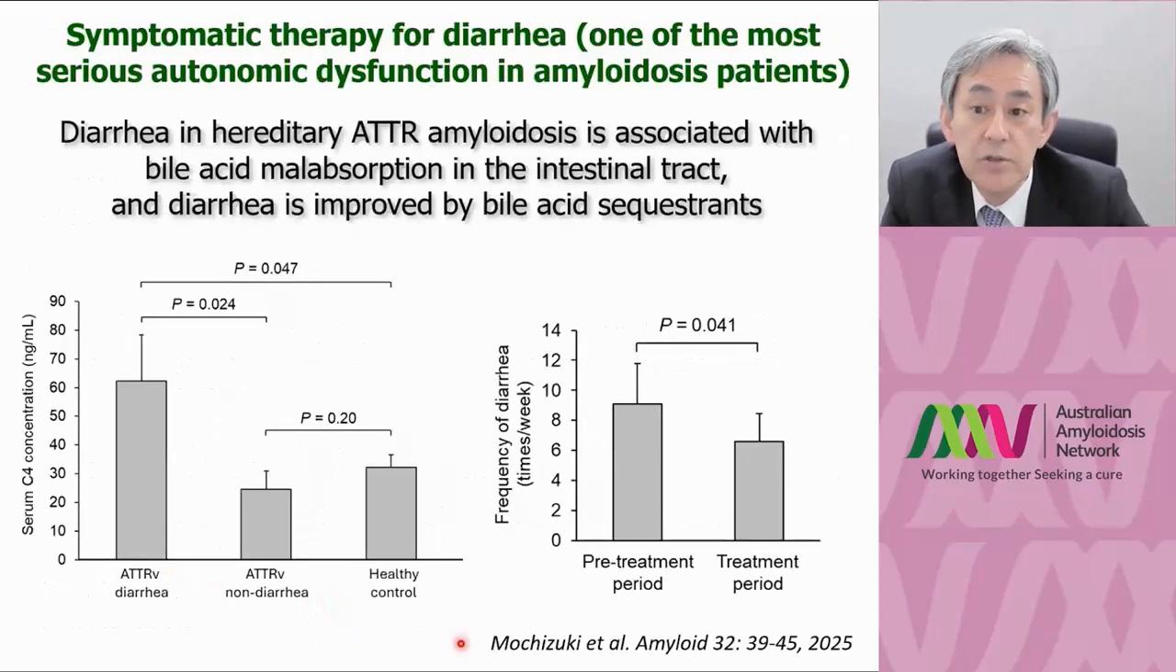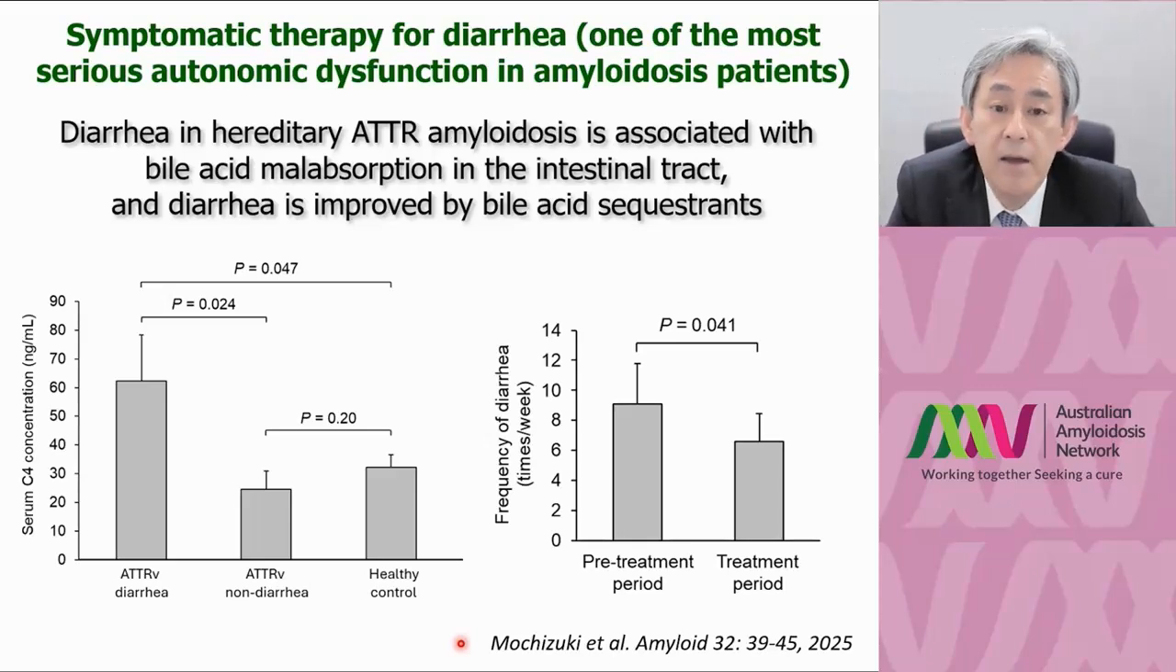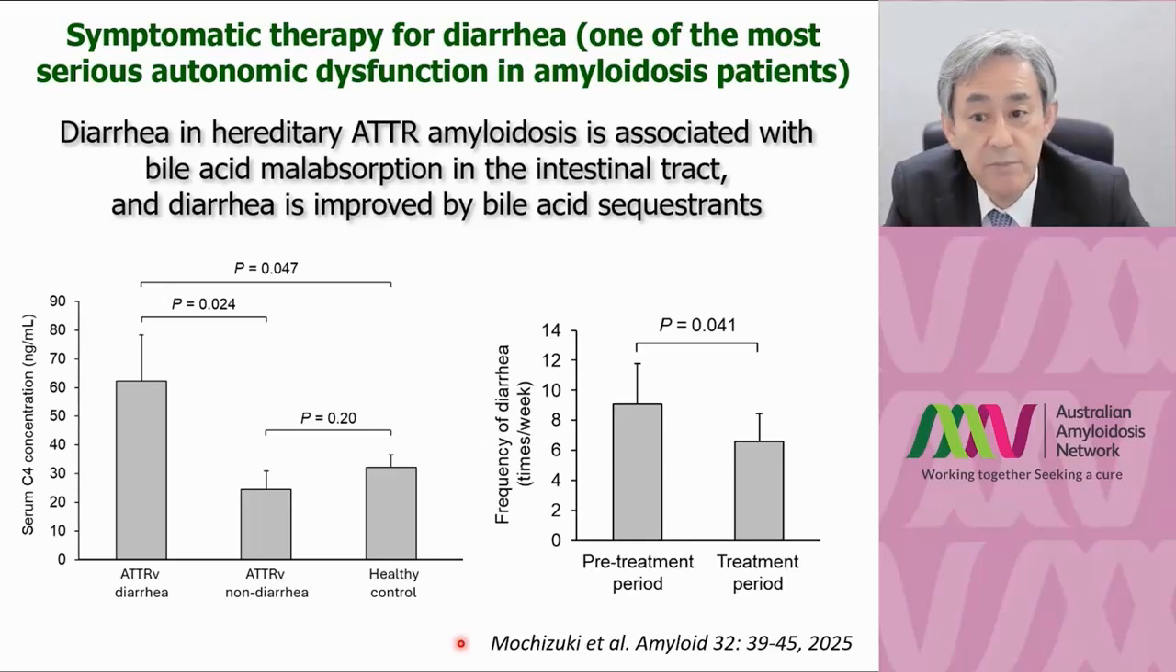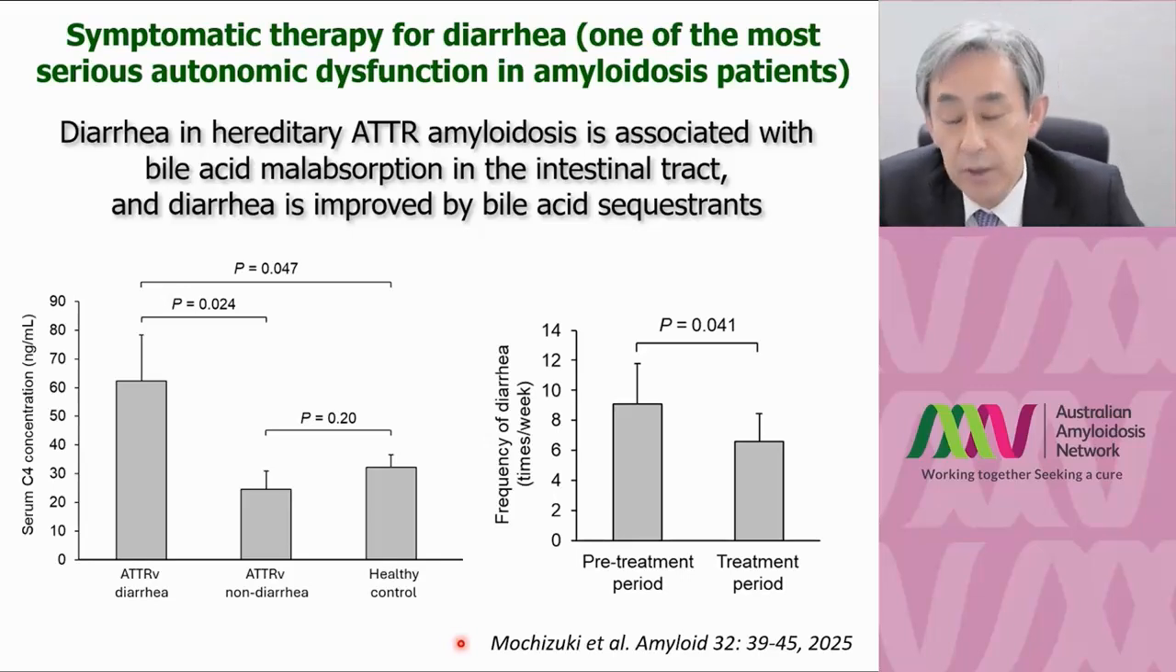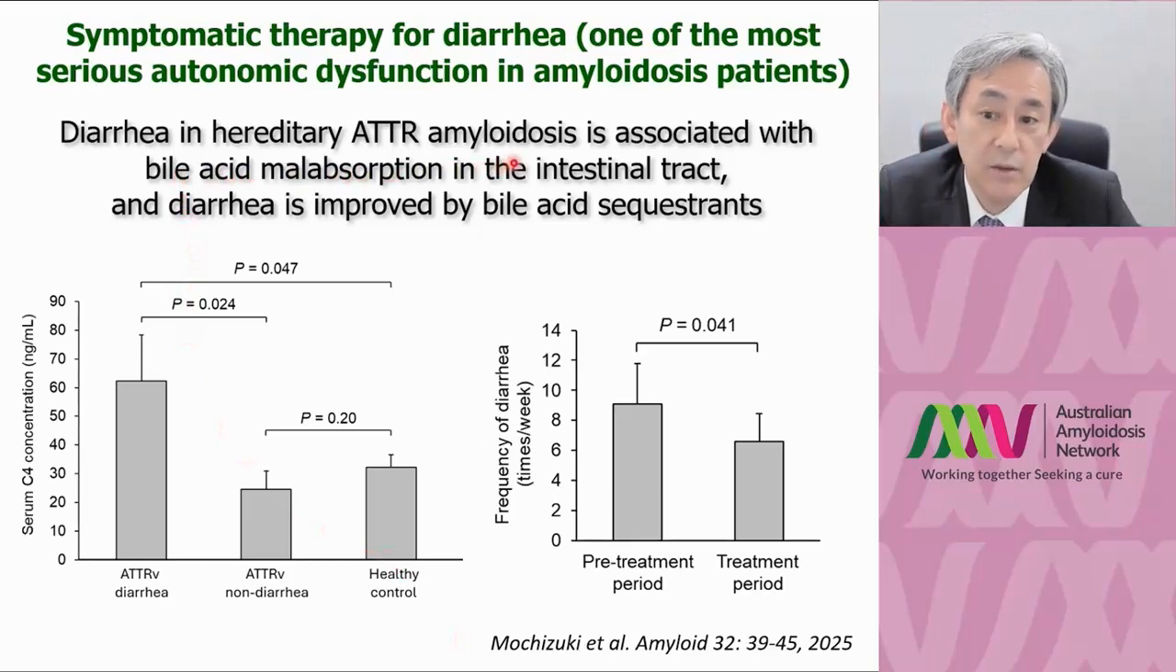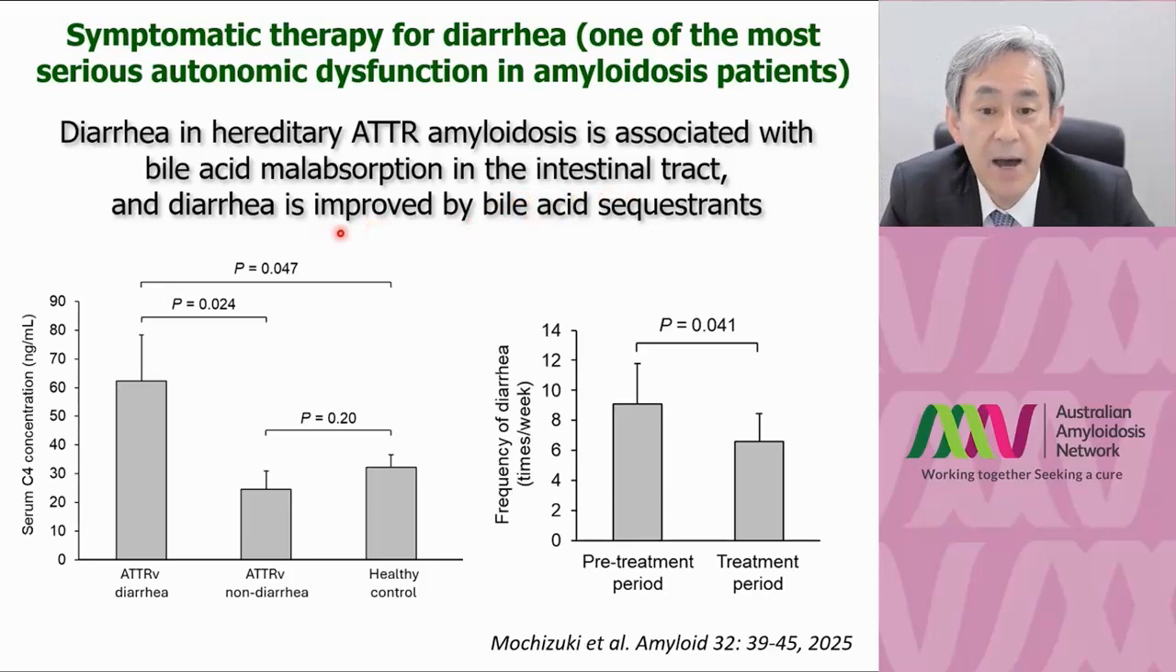I'd like to introduce a hot topic on symptomatic therapy for diarrhea. Diarrhea is one of the most serious autonomic dysfunctions in amyloidosis patients. Recently, we showed that diarrhea in hereditary ATTR amyloidosis is associated with bile acid malabsorption in the intestinal tract, and diarrhea is improved by bile acid sequestrants. So I recommend patients with amyloidosis to try bile acid sequestrants if they have diarrhea.